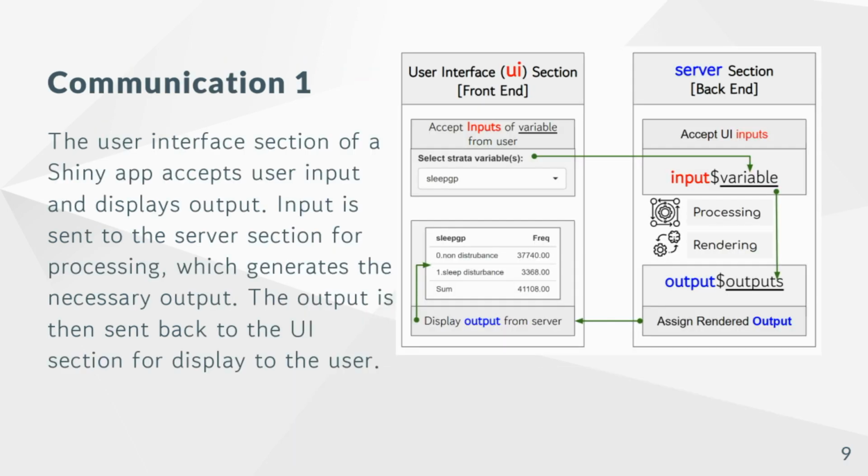Communication between UI and server. The user interface section of a Shiny app receives user input variables and sends them to the server section for processing. The server section accepts the input variables from the user interface, applies the necessary processing and rendering steps, generates output variables, and sends them back to the user interface. Finally, the user interface receives the output variables from the server section and displays them to the user.